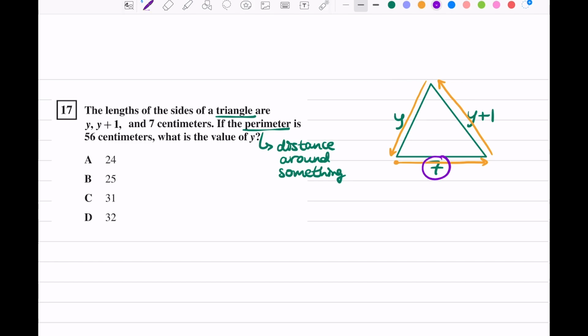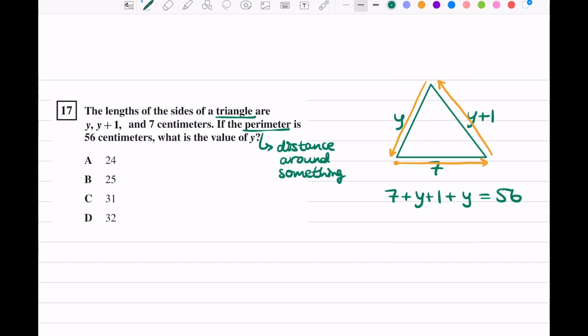Well, the first side was 7 centimeters, the second side was y plus 1 centimeters, the third side was y centimeters. So to find the perimeter of any object, you just add up the lengths of all the sides. So the perimeter would be 7 plus y plus 1 plus y, and we're told this equals 56. So now we have an equation with just one variable in it, y, and since we can add numbers in any order, let's rewrite the left side. So we'll have 7 plus 1 plus y plus y.